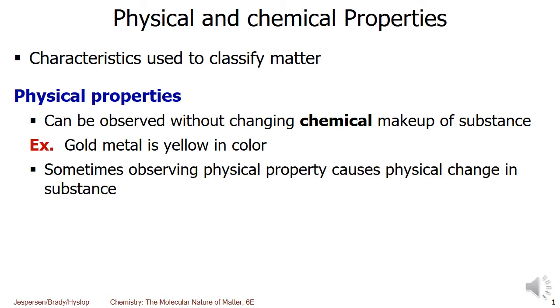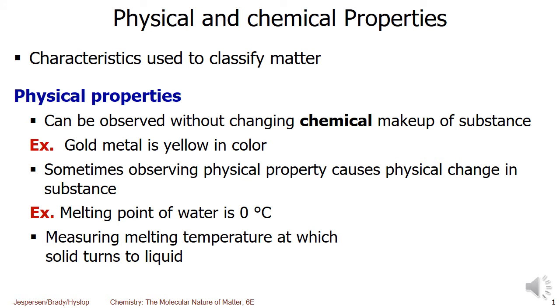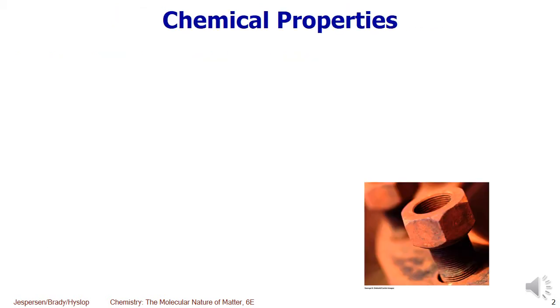Sometimes observing physical properties causes a physical change in the substance. So physical properties could be related to a physical change. Like the melting of water, it is a physical change, and the melting point of water is a physical property. For example, melting point and boiling point are types of physical properties.